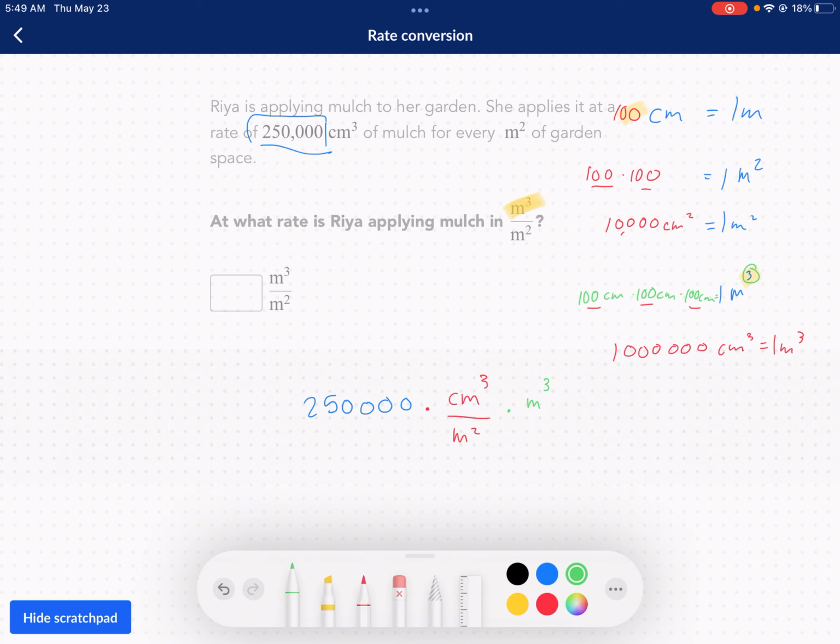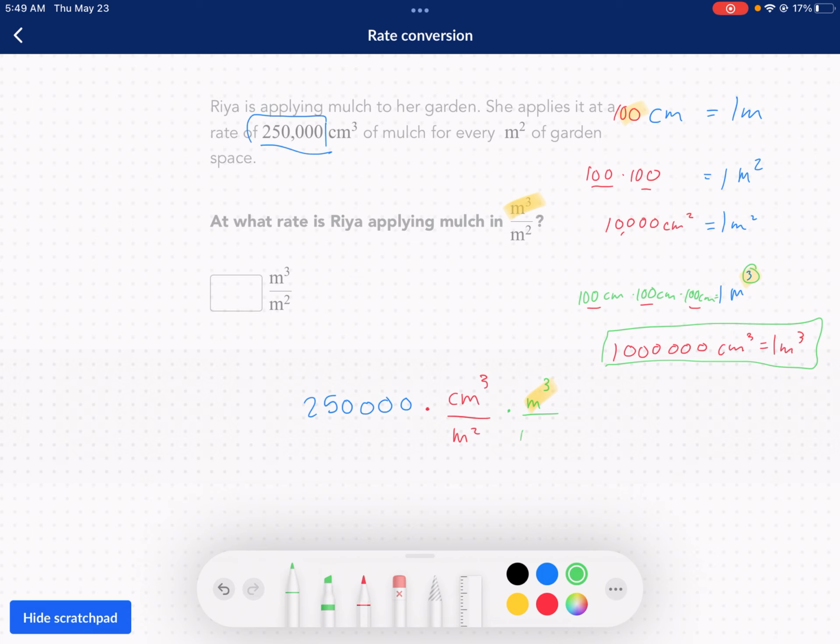If I have meters cubed here, if I were to multiply these out, I would have centimeters cubed and meters cubed. Essentially what we're trying to do is cancel out all the units that we don't want anymore. So I'm going to put this over my conversion. We have a relationship between cubic centimeters and cubic meters, and I'm trying to cancel away the cubic centimeters and only be left with my cubic meters. So I need a conversion. We already did that. I'm going to keep it green actually.